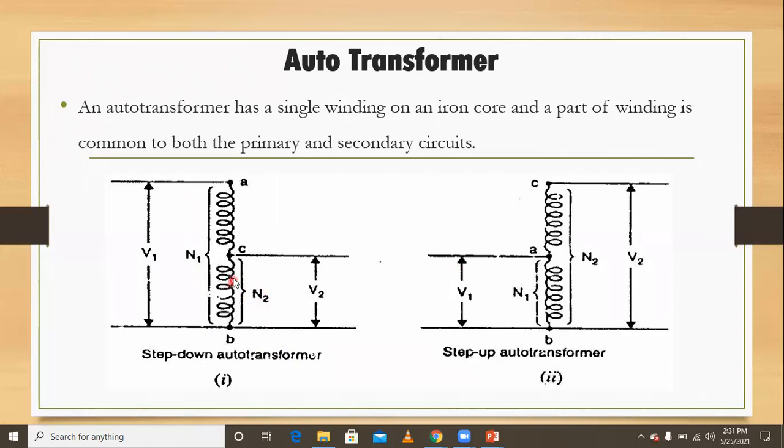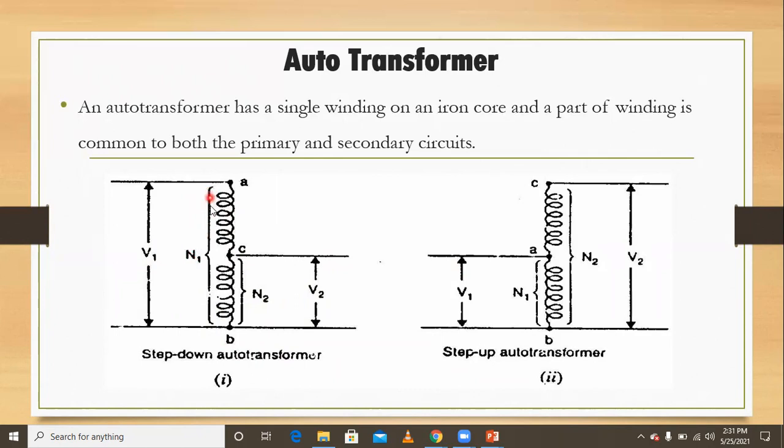Step-down autotransformer. V1 is the primary side voltage, and N1 is the total number of turns. The secondary number of turns is N2, and according to N2, the output voltage changes to V2. So V1 is greater than V2. That's why it's called a step-down transformer. The number of turns on the secondary side is less. N2 is less than N1.